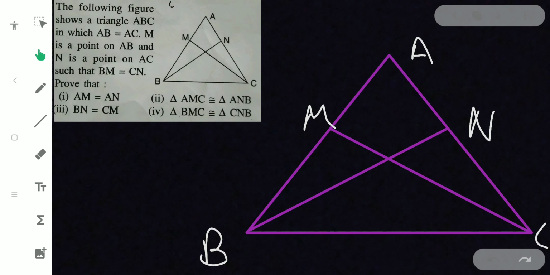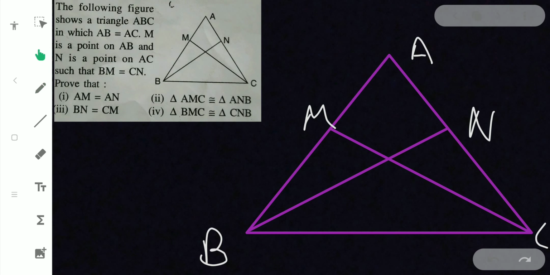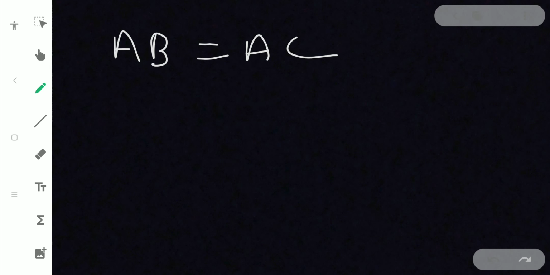AB is equal to AC, and M is a point on AB and N is a point on AC such that BM is equal to CN. BM is equal to CN. So that also let me write here. The information available I am writing over here.